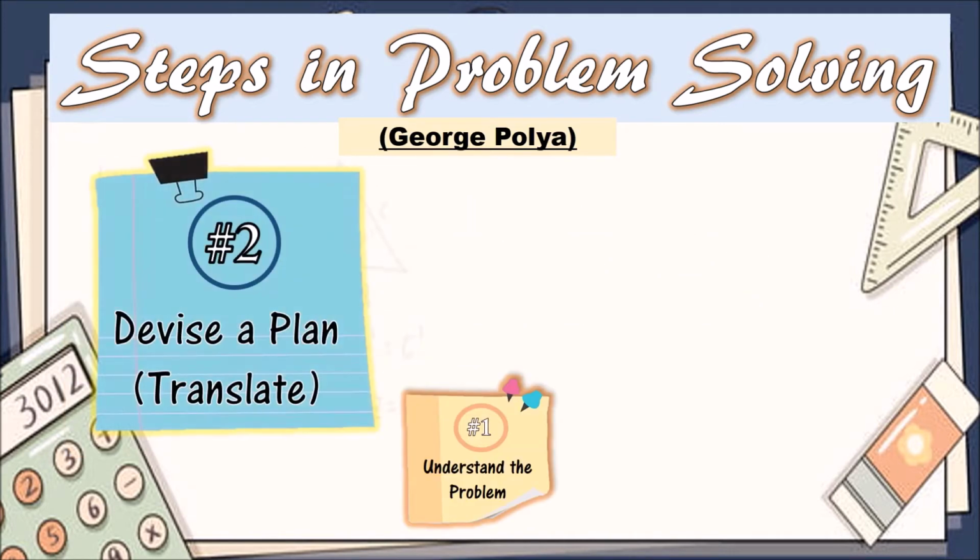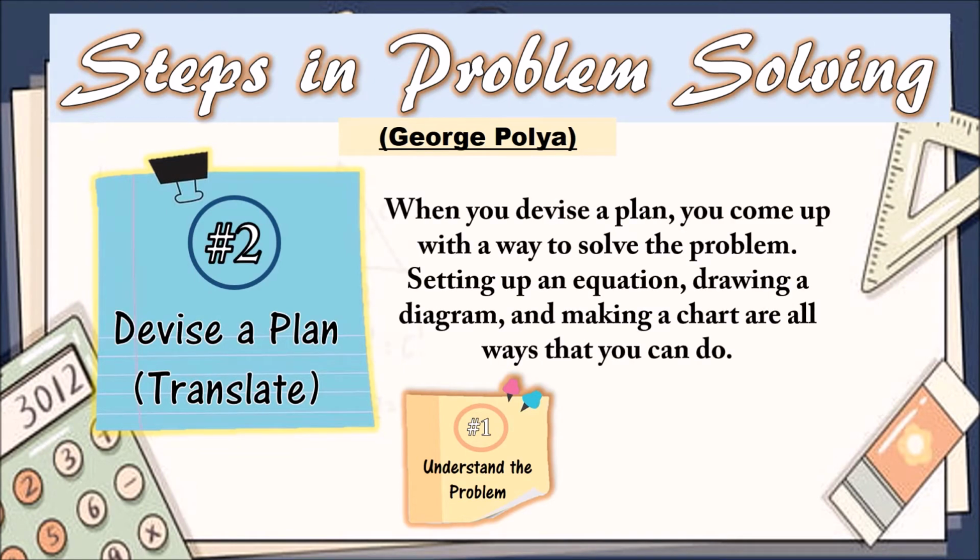Step number 2, devise a plan or translate. When you devise a plan, you come up with a way to solve the problem. Setting up an equation, drawing a diagram, and making a chart are all ways that you can do.